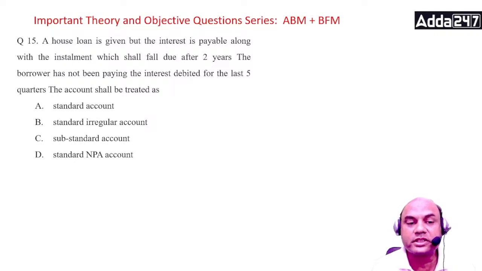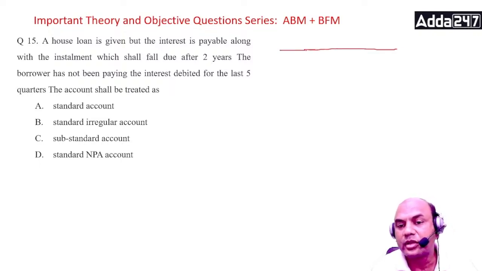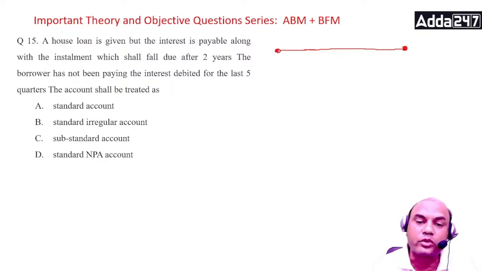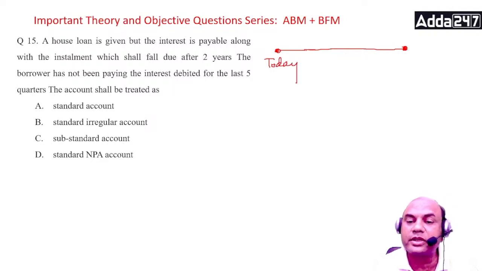So a housing loan is given, but the interest is payable along with the installment, which shall fall due after 2 years. So it will fall due after 2 years means this is related to what? This is known as which period? Moratorium. Okay, so this is a moratorium period. So today I have given the loan, but the EMI will start after 2 years.